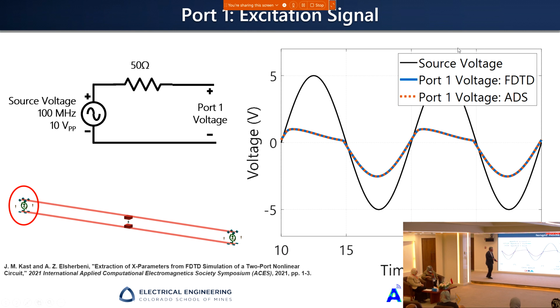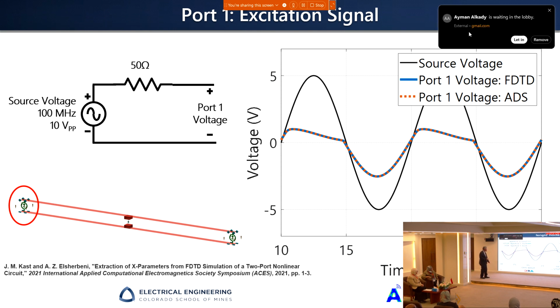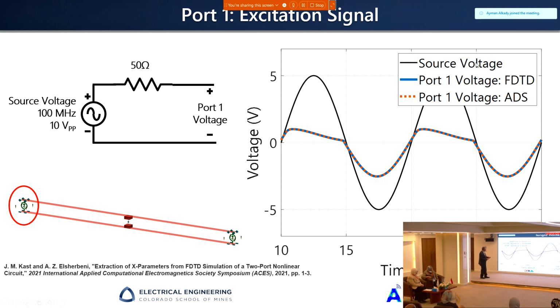So these are the finite difference time domain results, and you can see here the time domain response for port 1 based on finite difference time domain and ADS. And this black curve here is the input signal coming out of the source.